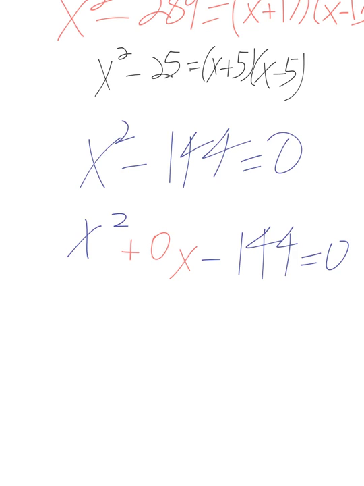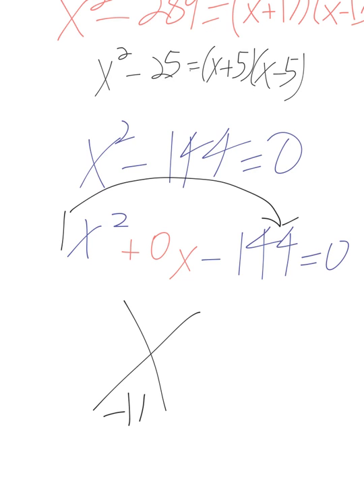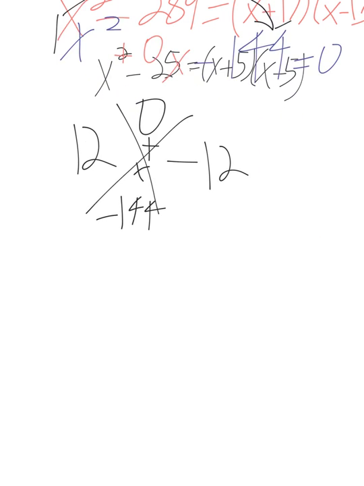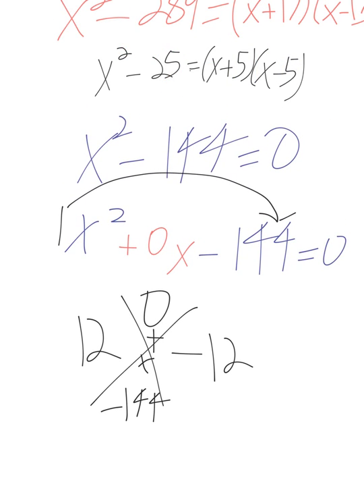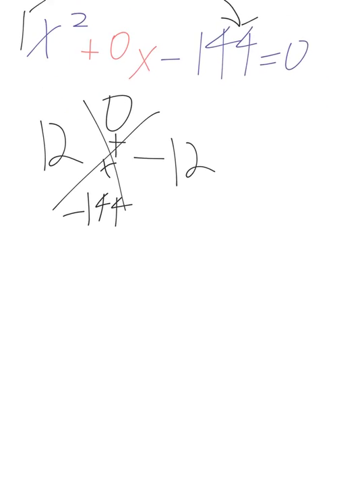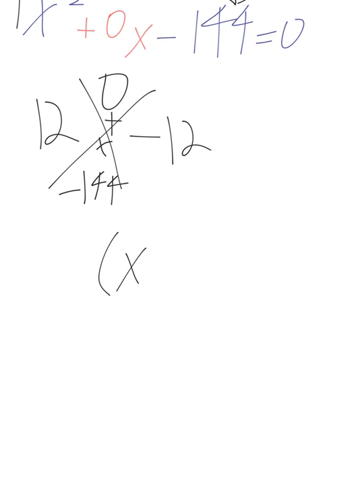If you do that a times c method, the factors of a times c are 1 times negative 144. That's factors of negative 144 that add up to 0. So two numbers that multiply to get negative 144 and add up to 0. Well, that tells me they should be the same number, so it should be 12 and negative 12. 12 minus 12 is 0, and 12 times negative 12 is negative 144. So I know my final answer is just x plus 12 times x minus 12 equals 0.